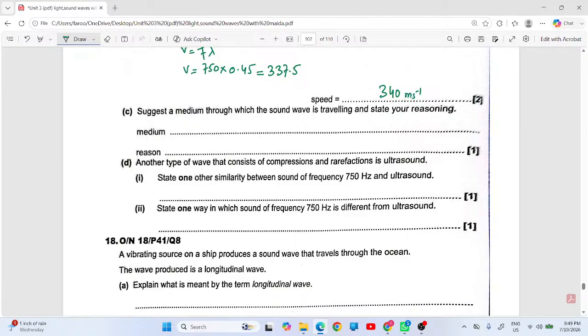So here we write: and the reason is the value of speed of sound is 40 per second.